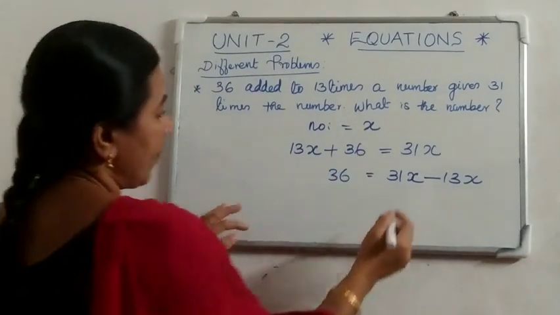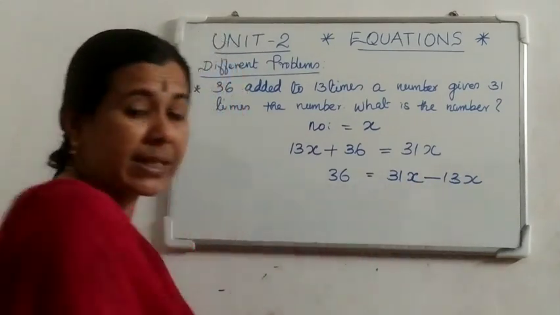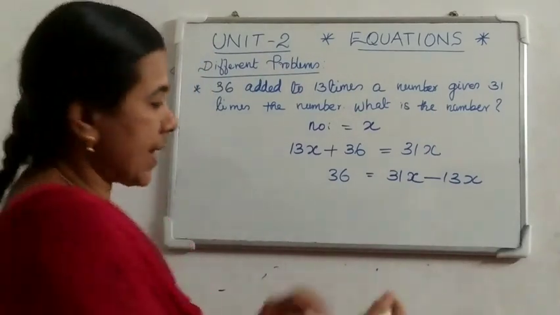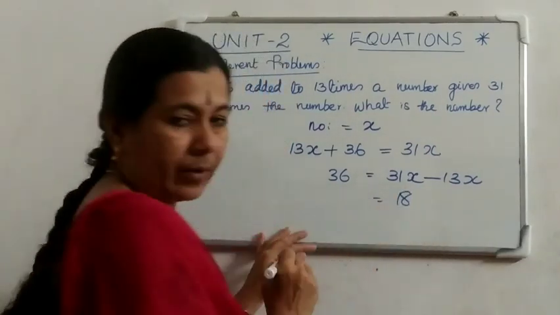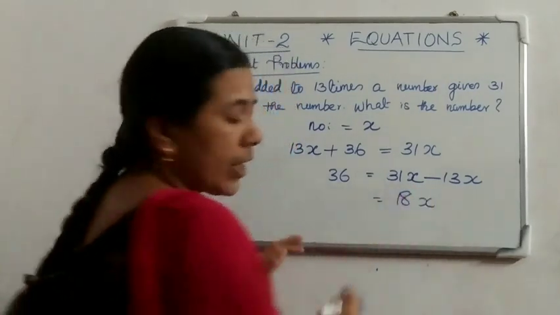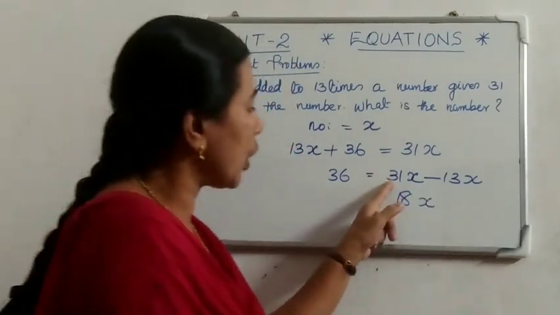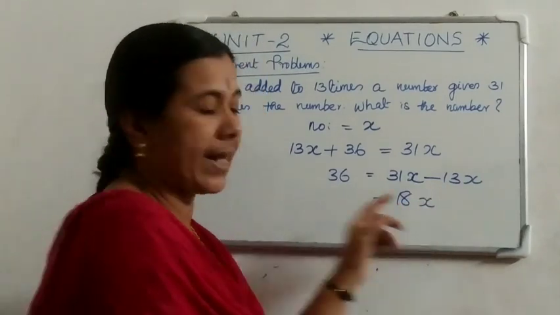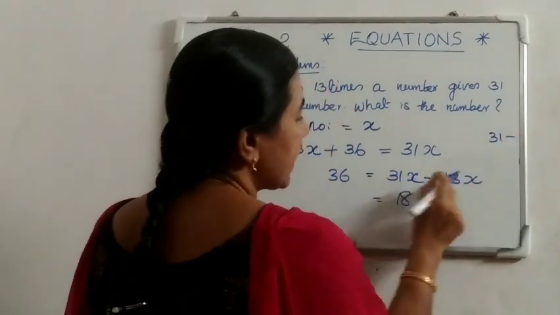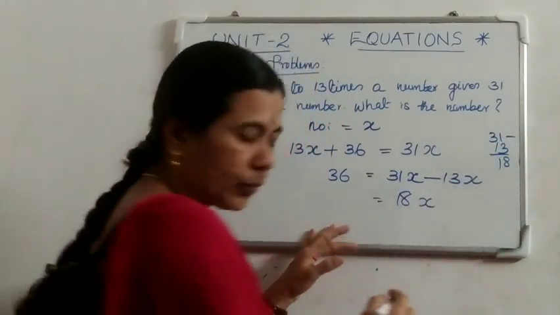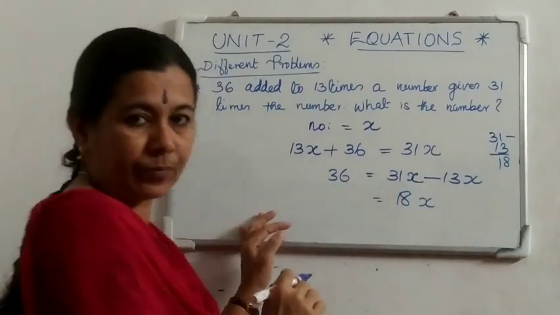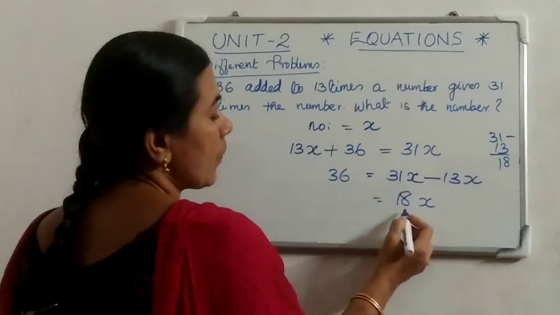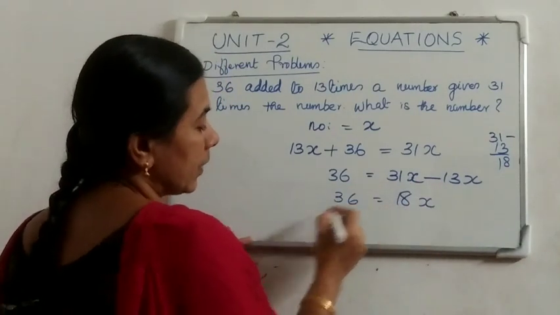Then how much is 31x minus 13x? 31 minus 13, how much is that? 18. X is the variable, so it is 18x. Out of this 31x, we want to subtract 13x. We will get 18x. X will not be subtracted; only the coefficient will be subtracted. Then subtracting, we will get 18x. On the left side, 36.